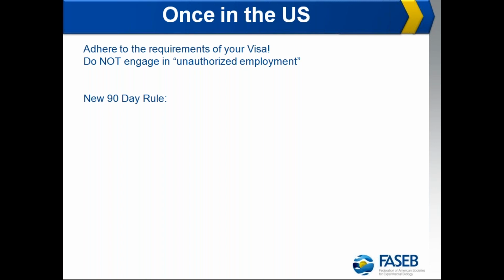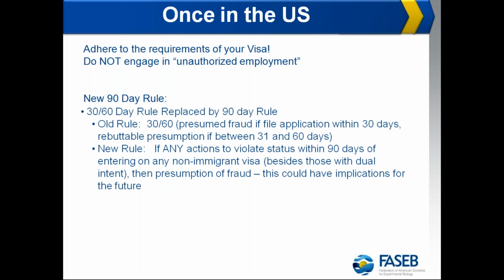And then what's the 90-day rule? Well, what we're looking at is the idea of coming into the United States on a temporary visa, a visitor visa, a non-immigrant visa, and then filing some other application to change status. Generally speaking, under the old rule, there would be a presumption of fraud or misrepresentation if a subsequent application was filed within 30 days of entry to the United States. So, for example, if you came to the US on a B visa and then filed to change to a student visa within the 30 to 60-day period, it would be either a presumption of fraud or misrepresentation, or, as you see there, a rebuttable presumption.